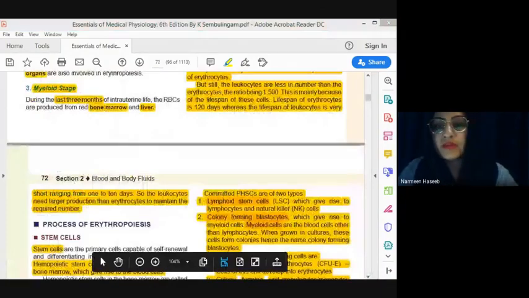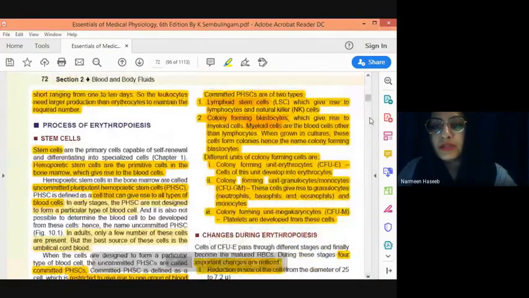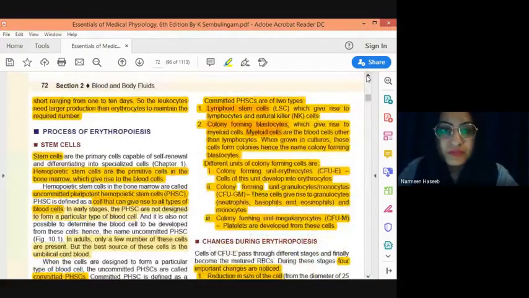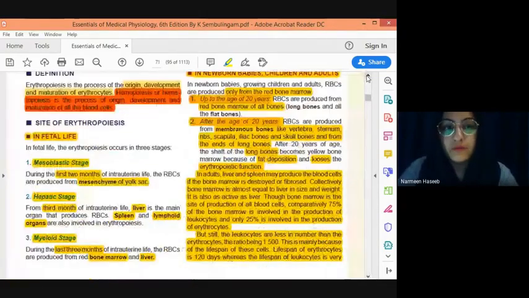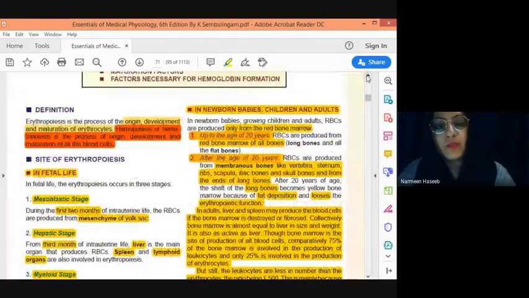So these were the initials of erythropoiesis. We have learned the meaning of the words erythropoiesis and hemopoiesis. Then we have learned about the sites of erythropoiesis in fetal life, in newborn babies, in children, and in adults.